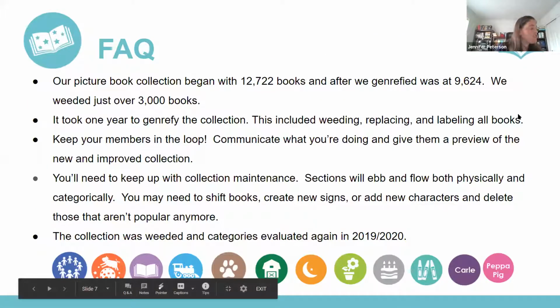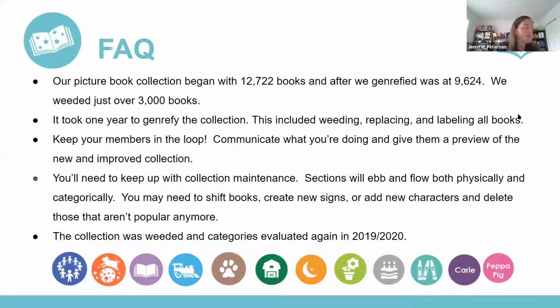So just some questions, these are common things that we get asked. We began at 12,000 books. I think I said 10. We had more than I thought. We had 12,722 books. And after we genrefied, we were at 9,600. We did weed over 3,000 books.